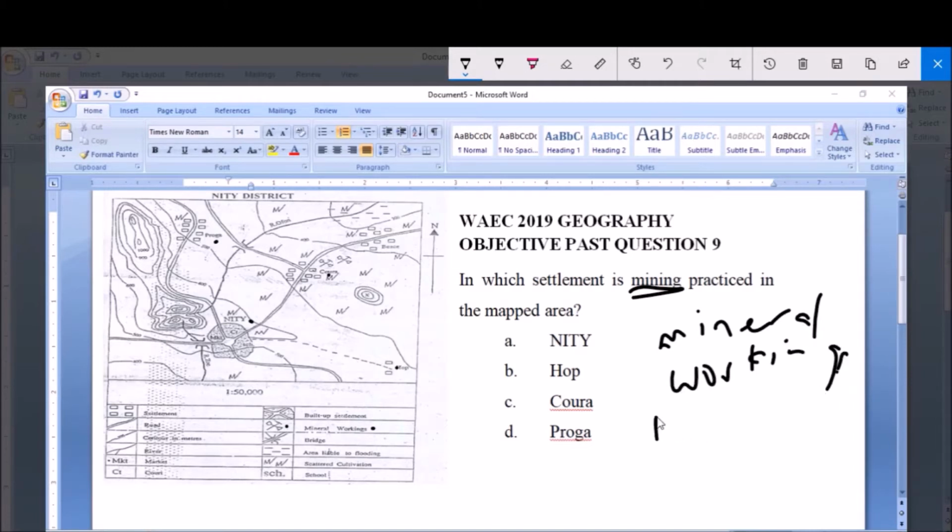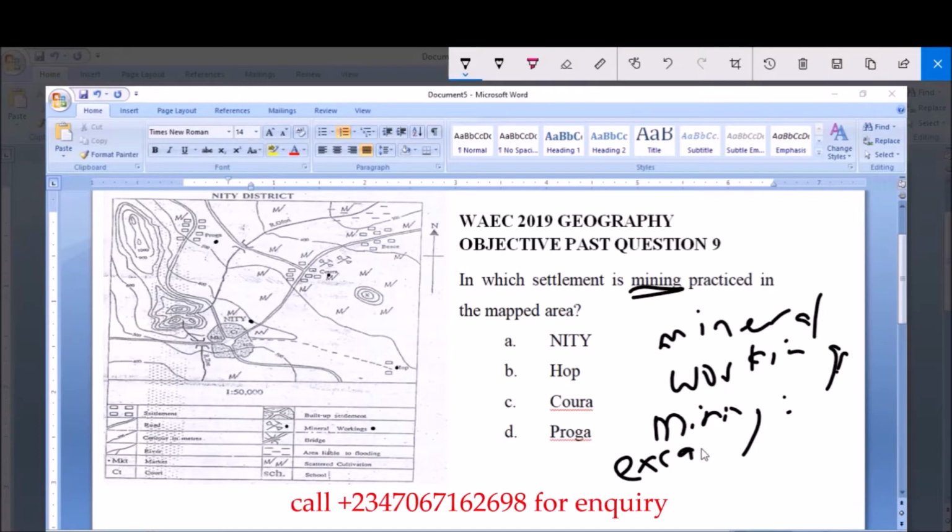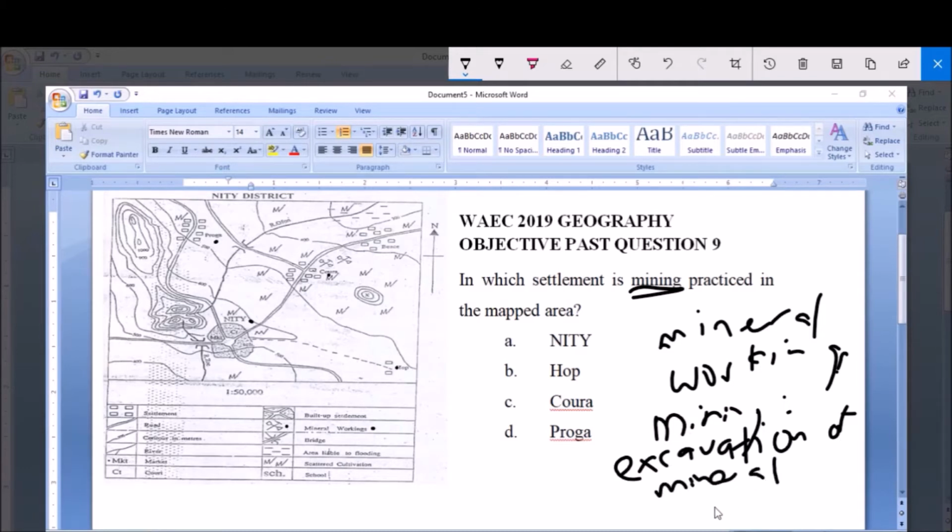And basically we know that mining is the excavation of mineral resources. Therefore, the next step will be to locate which settlement we have the mineral workings around.